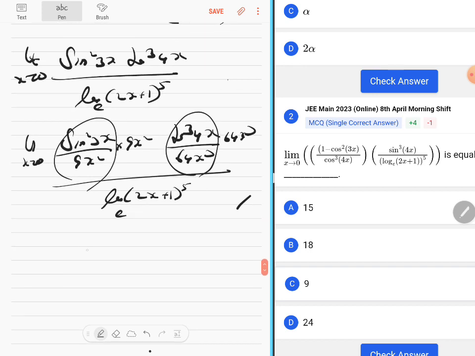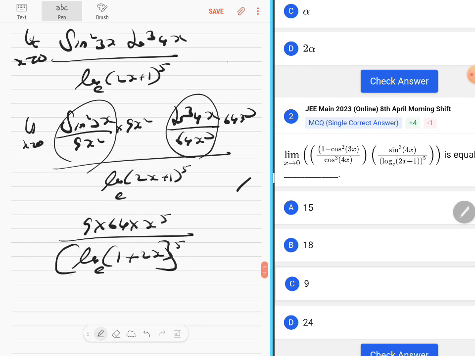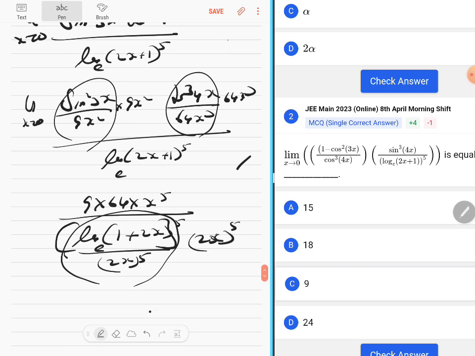Now it's 9 into 64 into x to the power 5 by log of, let's switch this as 1 plus 2x to the power 5. It's like 1 plus 2x the whole to the power 5. So you can multiply and divide it by 2x the whole to the power 5 in the denominator. So this becomes 1, log of 1 plus x by x format, correct? Considering that whole to the power 5, you can write it as the whole thing to the power 5. So log of 1 plus x by x, limit x tends to 0, is 1.